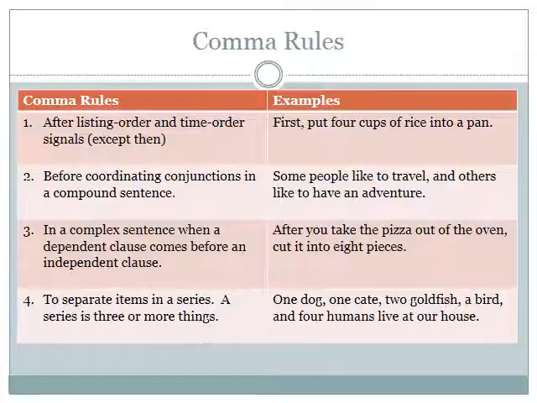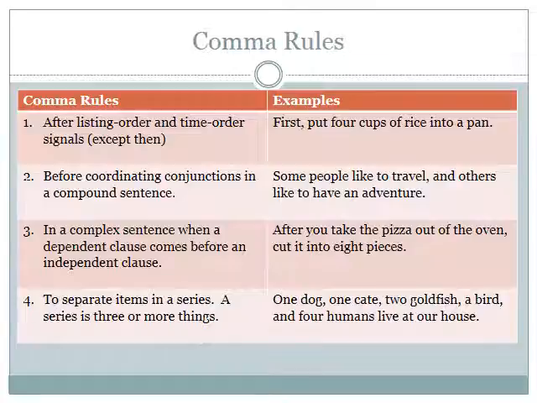The third one is in a complex sentence when the dependent clause comes first. So after you take out the pizza out of the oven, that's the dependent clause, comma, cut it into 8 pieces. I know that there's a lot of people who put commas in the middle of sentences when the dependent clause comes second. Everything that I've looked up online in terms of formal rules says don't do that. There are some exceptions, but those exceptions are rare. So please, please, please, please, please don't put a comma in the middle of the sentence if the dependent clause comes second.